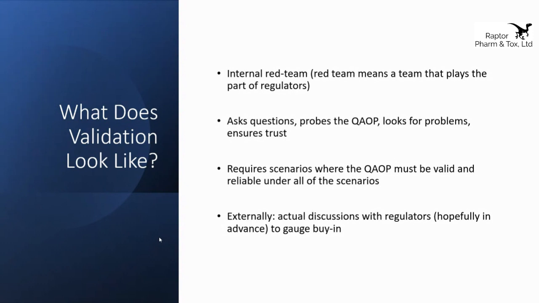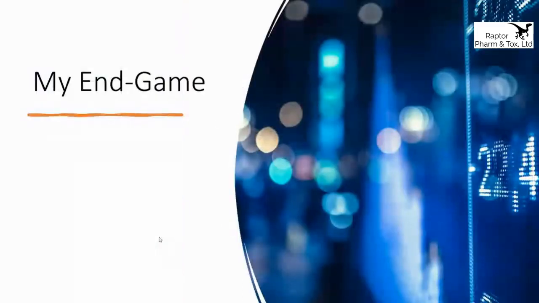This is going to require scenarios where the QAOP must be valid and reliable under all of the scenarios. It's not possible for it to be reliable under every scenario, so we're going to look at the ones that are most relevant to the regulatory question. And that's the kind of stuff you're doing internally to pregame what happens once you go to the external regulators and you start having the actual discussions with them to gauge buy-in. The hope is that by using an internal process and having a red team go through this first, you'll have a much easier conversation when it comes time to talk to the regulators.